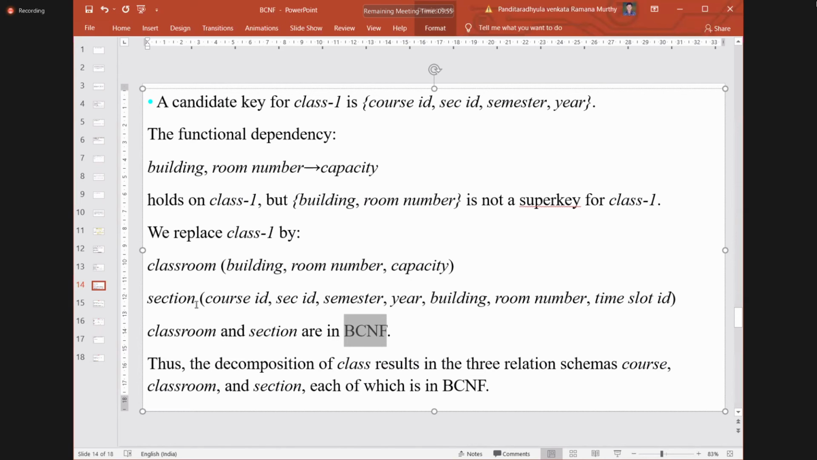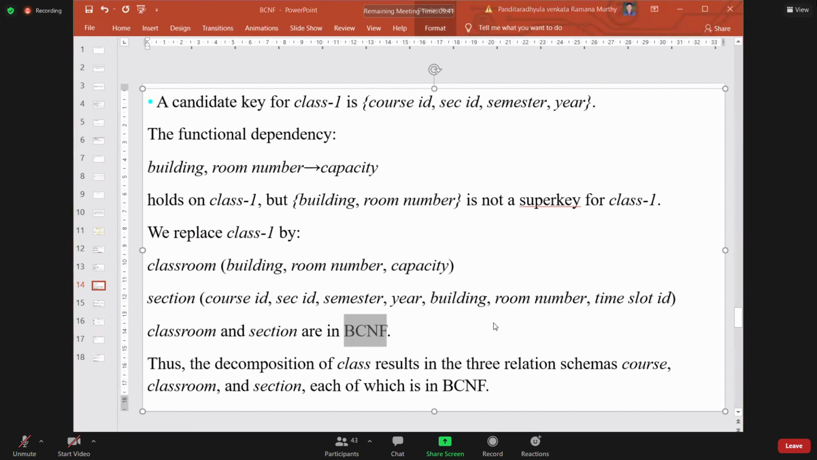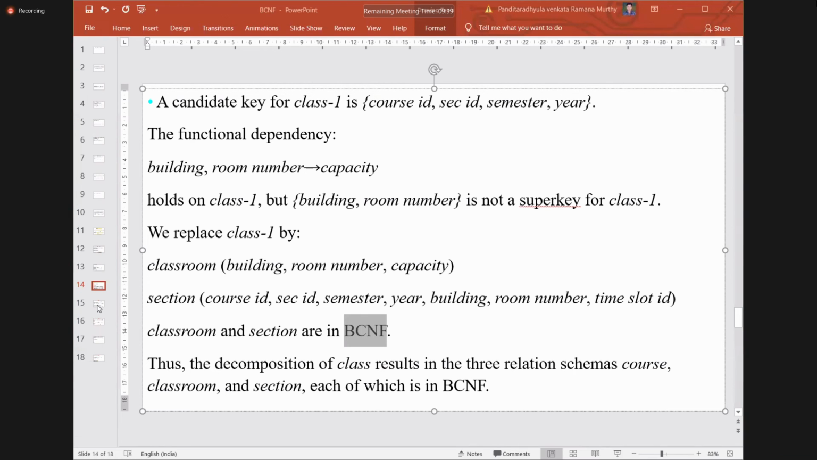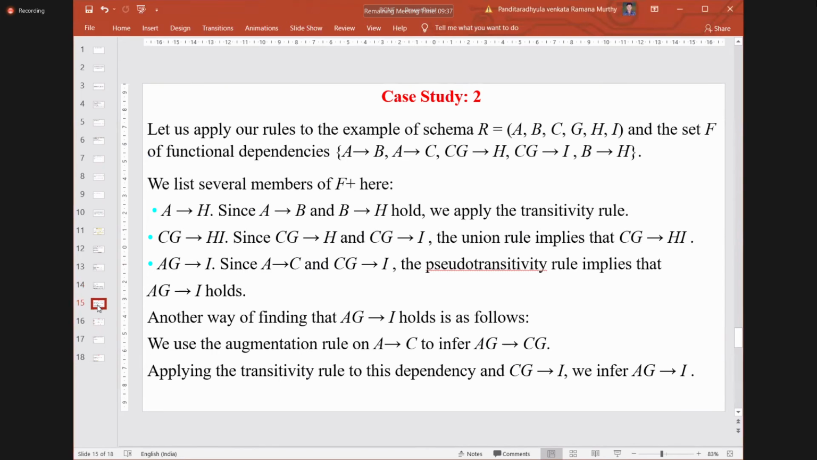Okay, to make this particular thing in the third normal form, there is a relaxation. The alpha need not be a super key, but it can be a candidate key. Okay, right. I will cover one more small case study.